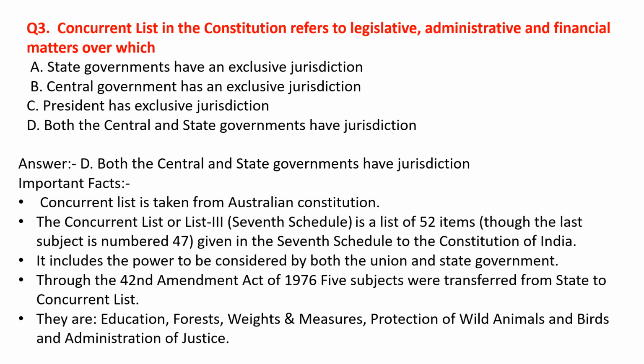Through the 42nd Amendment Act of 1976, 5 subjects were transferred from the state to the concurrent list. They are education, forests, weights and measures, protection of wild animals and birds, and administration of justice. These facts are very important from an exam perspective.